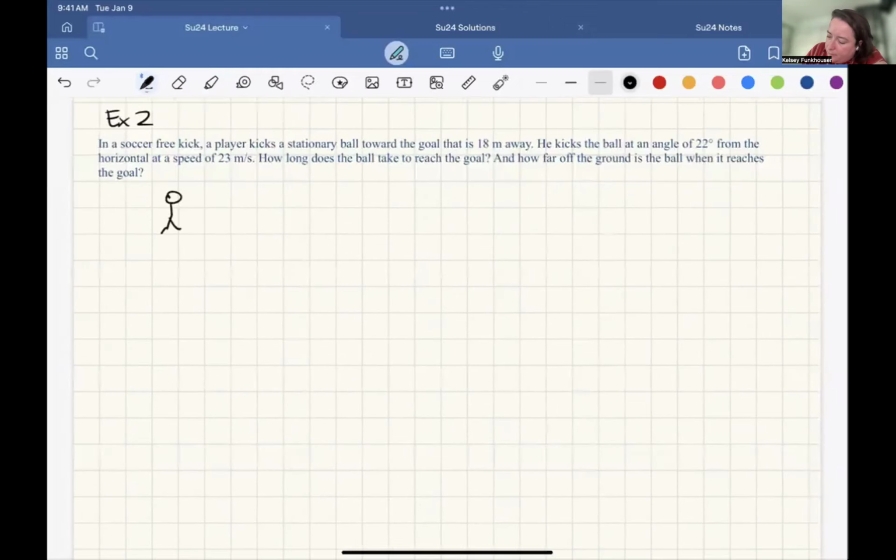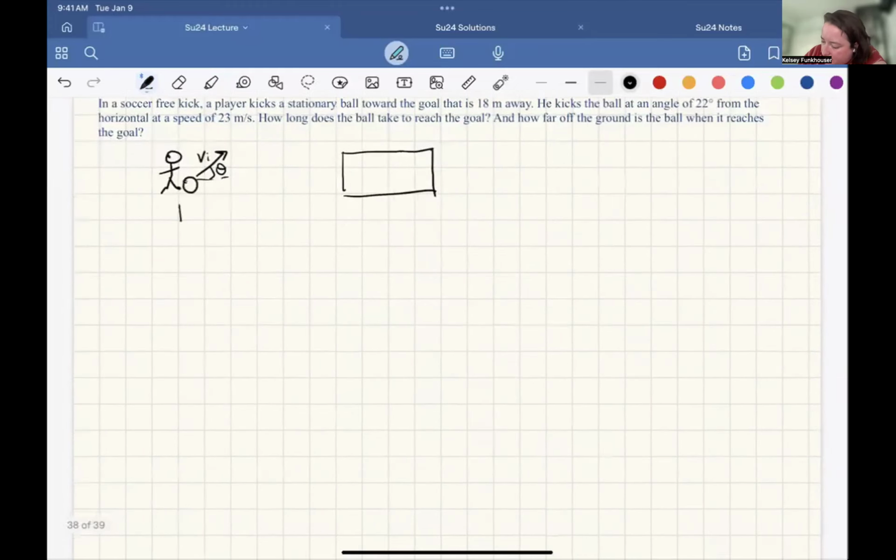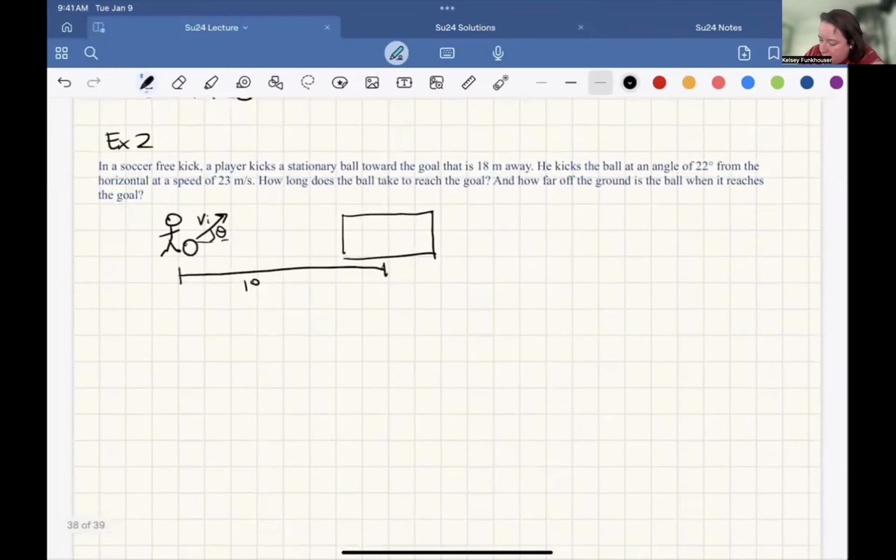So we have our player, and there's the ball, and it's going to go at an angle, theta. And then here we have a net, and this distance is 18 meters. Since this time the velocity actually has a launch angle, I want to imagine we're zooming in on that so we can get a better look. So v initial, and then we have this angle theta.